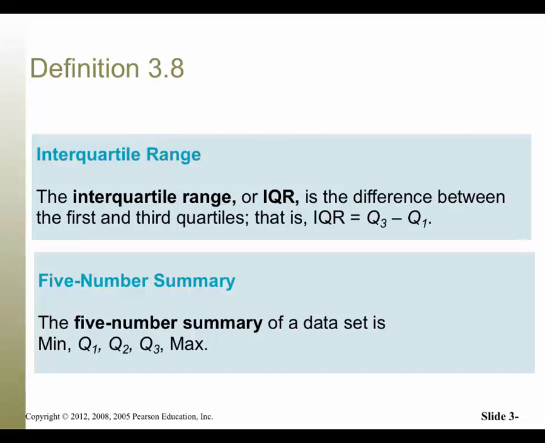Okay, and then the 5-number summary is simply the min, Q1, Q2, Q3, and max. So that's the 5-number summary. Be careful, because we're going to look at the box plot, and the box plot has a different set of 5 numbers than the 5-number summary. The 5-number summary is very simple. It's just the min data value, the 3 quartiles, and the max data value.